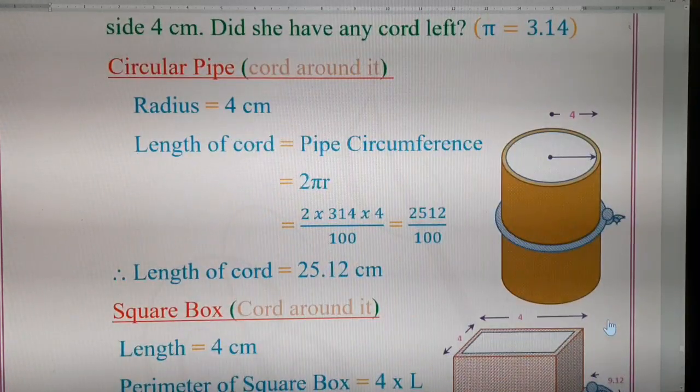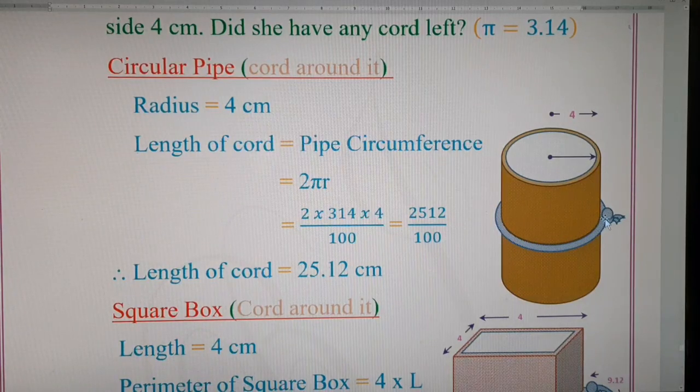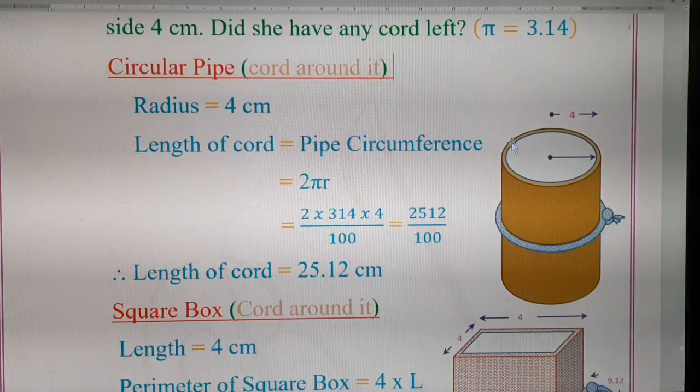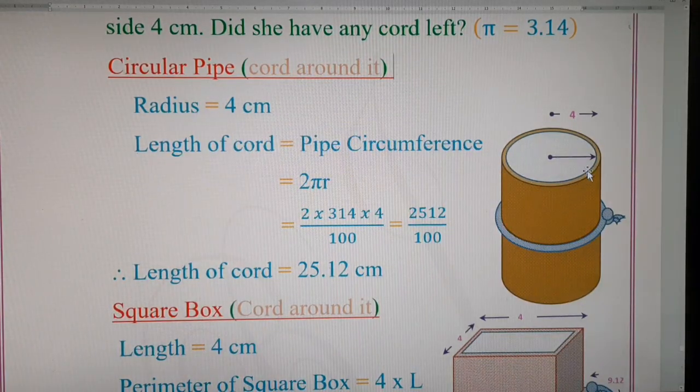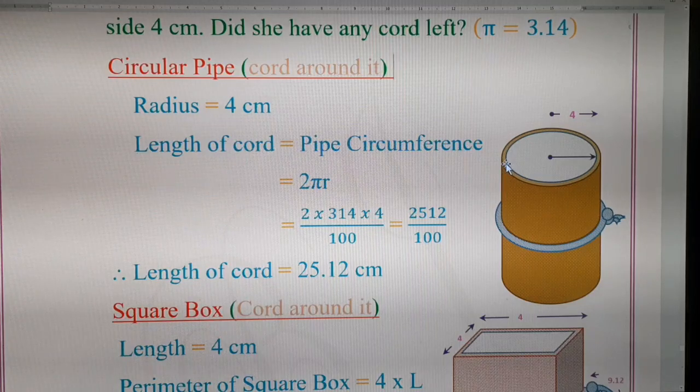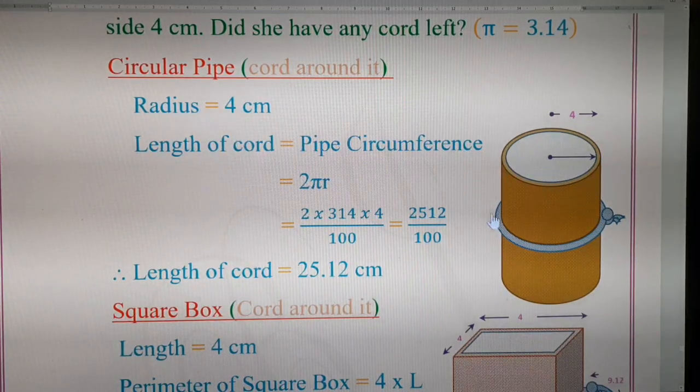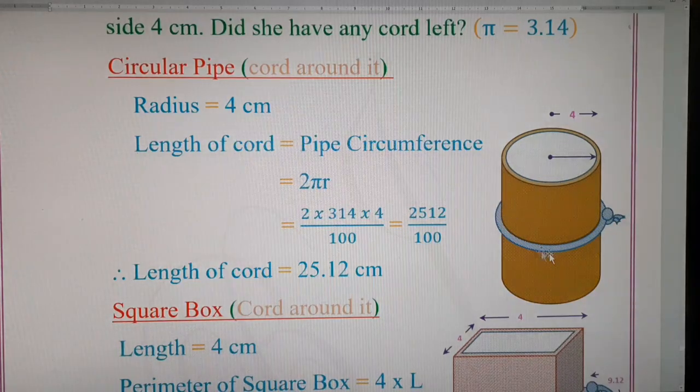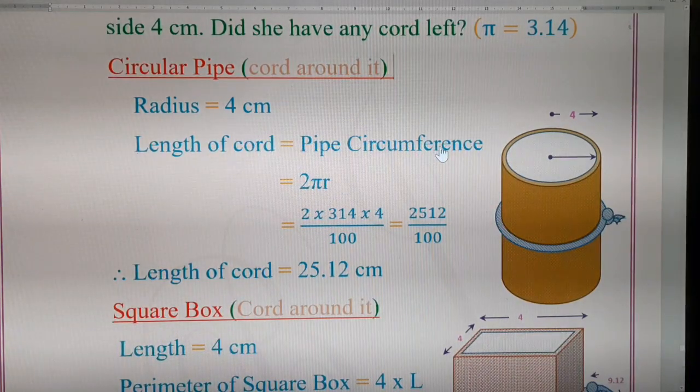But we have to understand that when the rope is tied around the circular pipe, the length of the rope will be the length of the boundary of the pipe. The length of the boundary of the pipe is known as the perimeter of the pipe, or we also call it the circumference of the pipe. Hence we can say the length of the rope is equal to the circumference of the pipe. So first we'll calculate the length of the rope. Length of the rope is equal to pipe circumference.